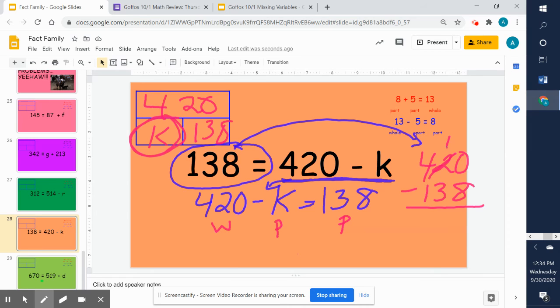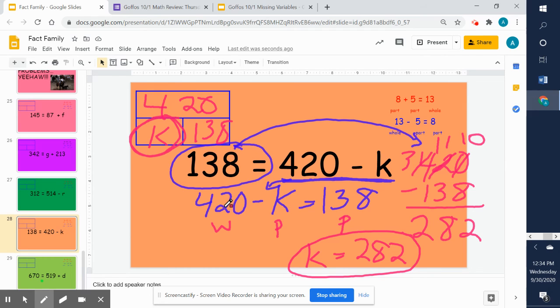That 2 becomes a 1. That 0 becomes a 10. 10 minus 8 is 2. 1 minus 3 I cannot do, so I am borrowing again. 11 minus 3 is 8. 3 minus 1 is 2. So my answer is K equals 282.